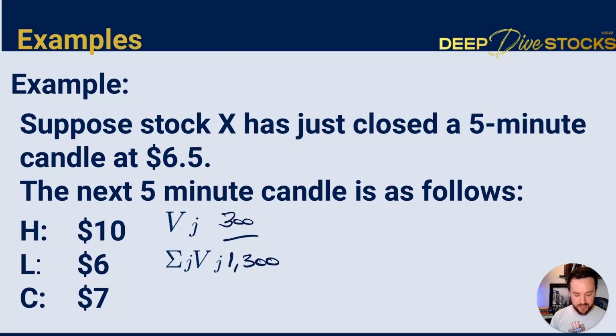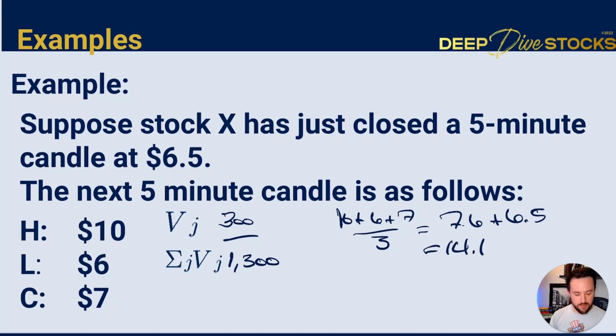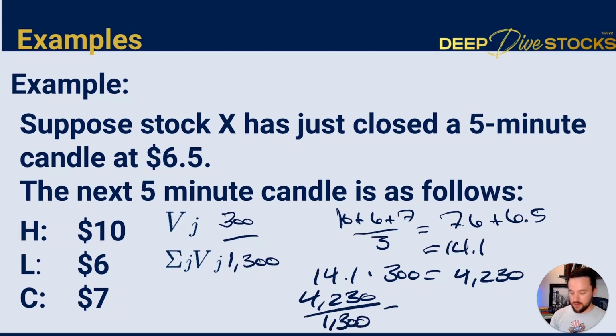And again, we start by finding our quote-unquote true value. So that would be 10 plus 6 plus 7 divided by 3, which is 7.6. And then we add the previous VWAP value, which gets us that 14.1 again. And then we multiply that 14.1 by 300, and that gets us 4,230. We then divide that by the total volume, so 4,230 divided by 1,300, and that gets us 3.25 as our new VWAP value. So it's pretty straightforward.